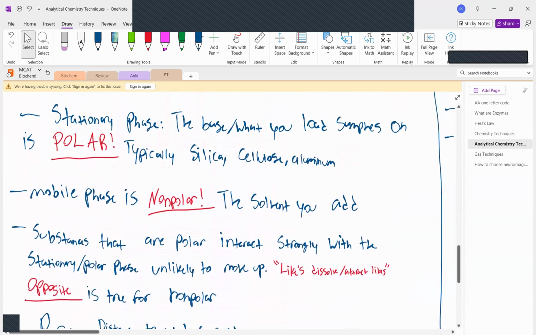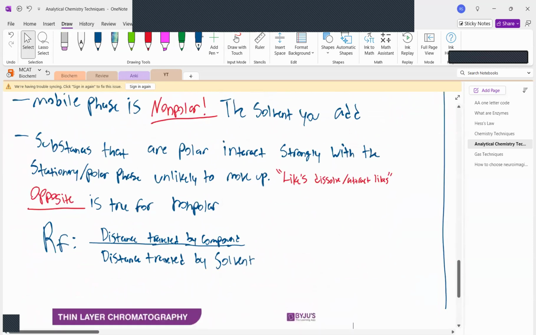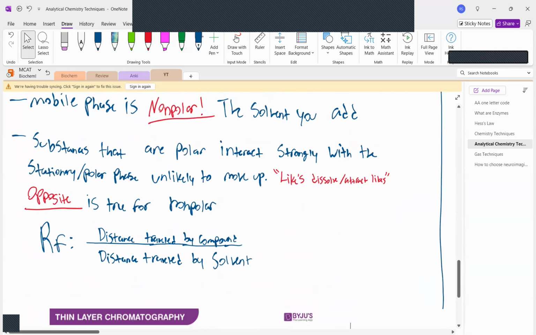And then the mobile phase is non-polar. So it's a solvent that you add into your TLC plate, onto that little experimental beaker. And then substances that are polar interact strongly with the stationary and polar phase, so they're unlikely to move up. This is kind of tricky, right? Since with electricity and magnetism, likes repel each other and opposites attract. But this is the opposite when you're talking about solvents and hydrophilic and hydrophobic substances. Likes dissolve and attract likes.